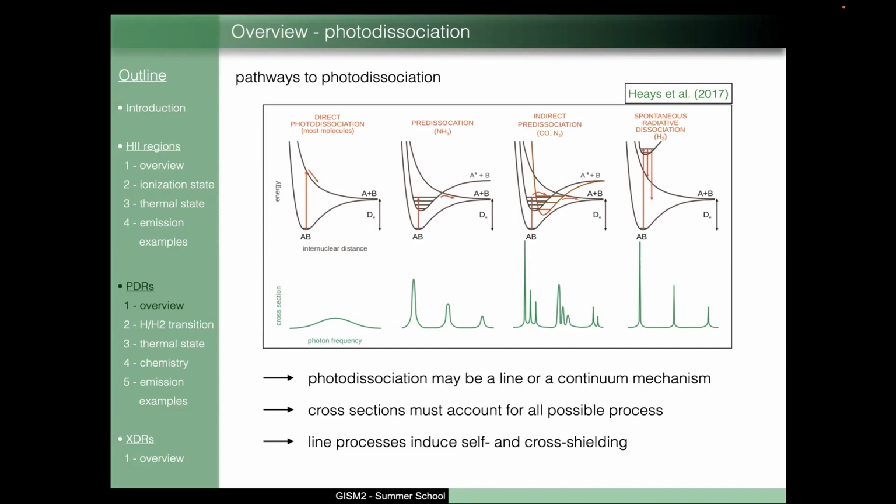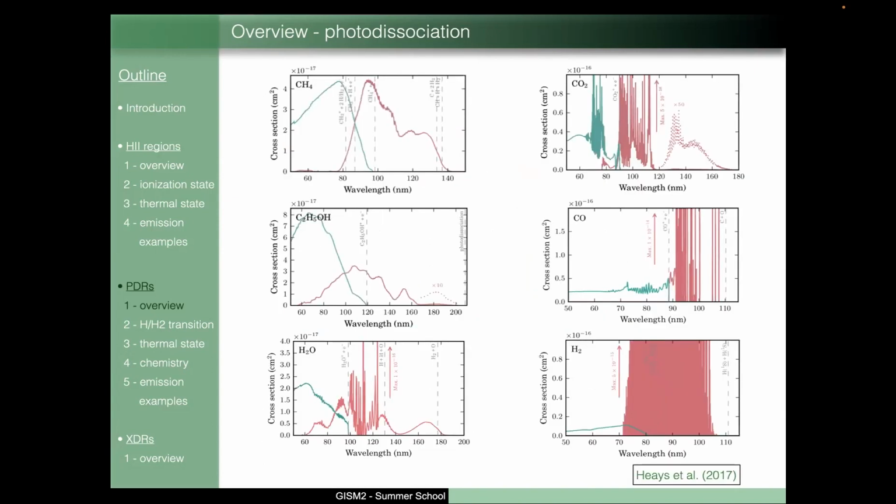So in the end, when we are looking at one molecule, and if we want to know the total cross-section of this molecule, what we need to do is sum over all the channels of photodissociation. Maybe this molecule can be dissociated by this process, but also by this process. So we need to sum over all the possible channels for the photodissociation of the molecule and see what kind of cross-section we obtain. And this is a typical result that has been obtained by Eyes.